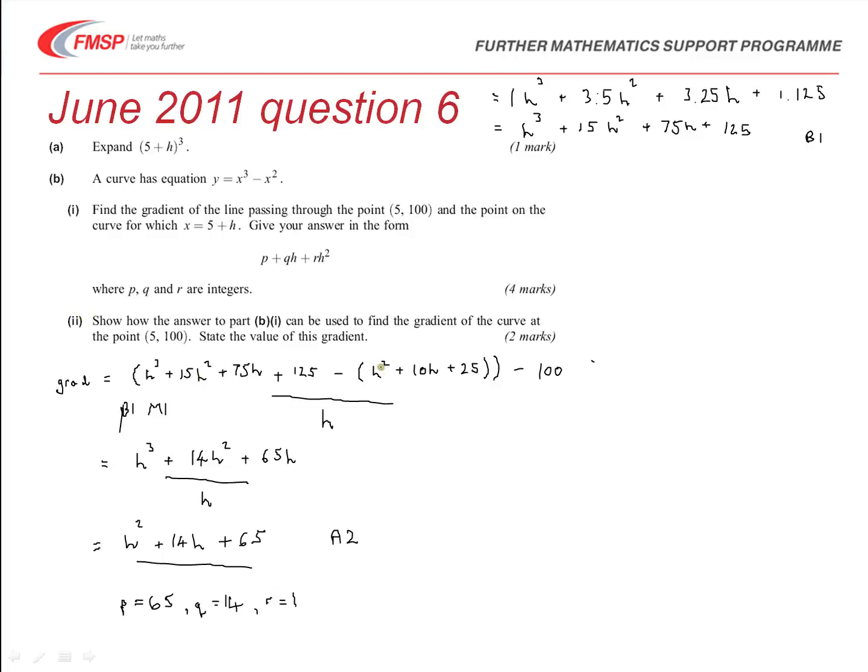Finally, in part c, it says use your answer to obtain the gradient at 5 plus h. So this is where you come back to the idea of letting h get smaller and smaller. As h tends to 0, what happens to the gradient? Well, we can state that as h tends to 0, the gradient will tend towards 65.